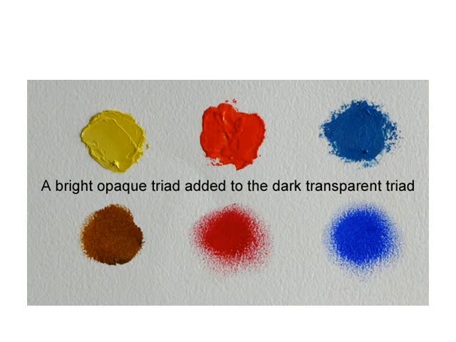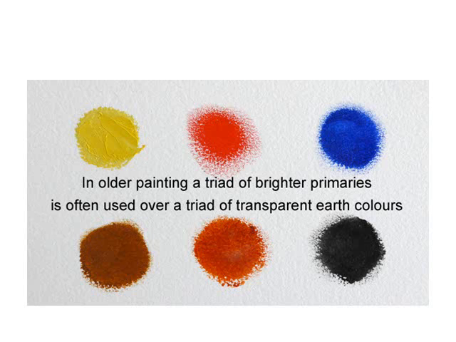We can develop the palette further by using 2 different triads of primaries. In this case, a bright opaque triad is added to the original dark transparent triad. Note that while we call this a true triad palette, there are in fact 8 separate combinations of red, yellow, and blue within it. An approach to the 6-color palette often seen in older painting uses a triad of bright primaries over a triad of transparent earth colors.